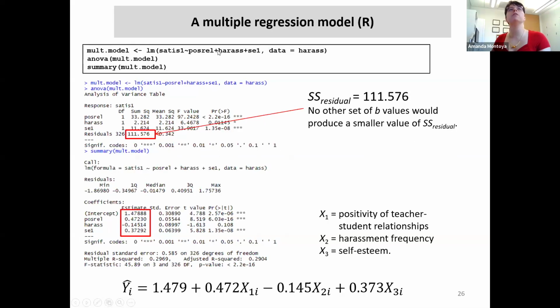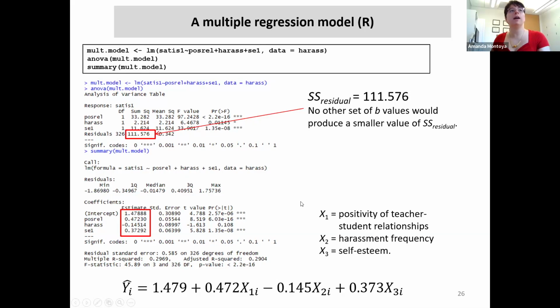In R, you're going to use plus signs in between each of your individual predictors, just as a kind of difference between SPSS, SAS, and R. But just like we did before, we're going to save the linear model and then feed it into two functions. One is the ANOVA function so that we can get an estimate of the sums of squares, and then the summary function so that we can get the coefficient estimates.